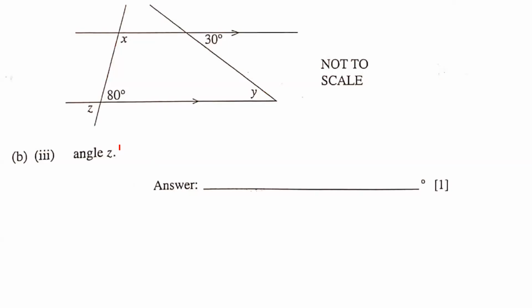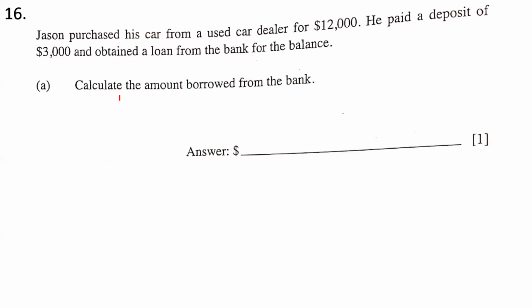Now we want angle Z. Okay, so Z is here. And these here are definitely vertically opposite to each other, and vertically opposite angles are equal. So that means Z is equal to 80 degrees. And so the answer is 80 degrees right there. Why? Because Z is vertically opposite to 80. Okay, let's move on to question number 16.